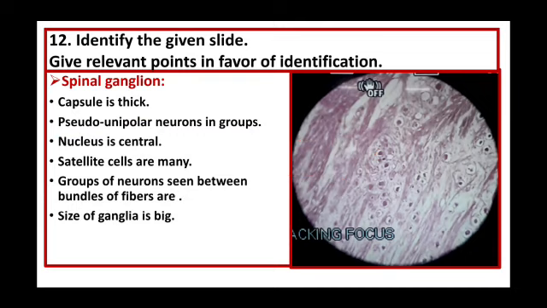Coming to the identification points, it is usually encapsulated. The capsule is thick, so it contains groups of pseudo-unipolar neurons, in which the nucleus of each of these pseudo-unipolar neurons will be central, and it contains many satellite cells. Groups of neurons are seen between bundles of these nerve fibers. The size of the ganglia is quite large.